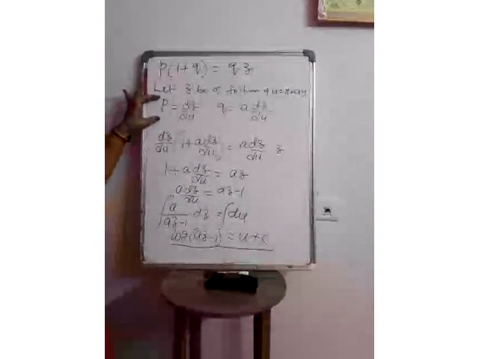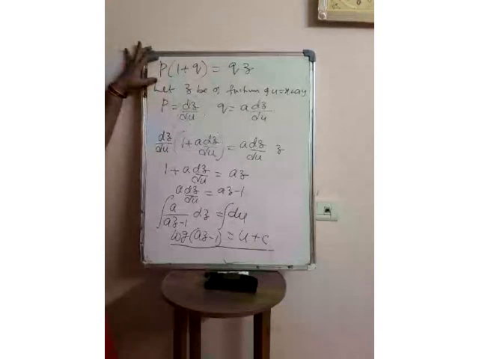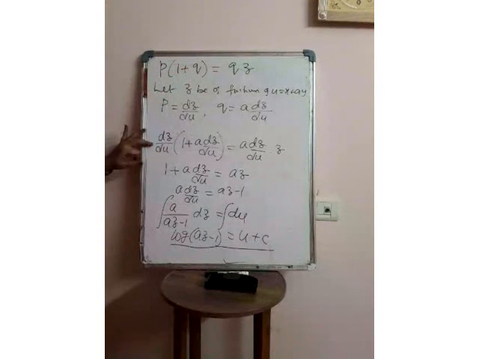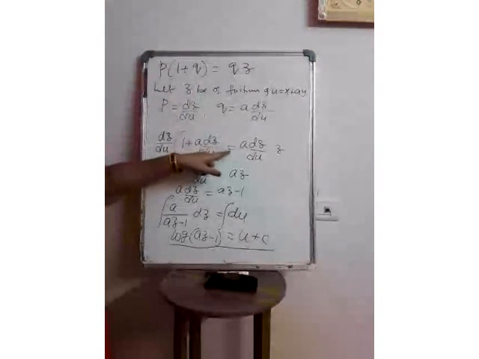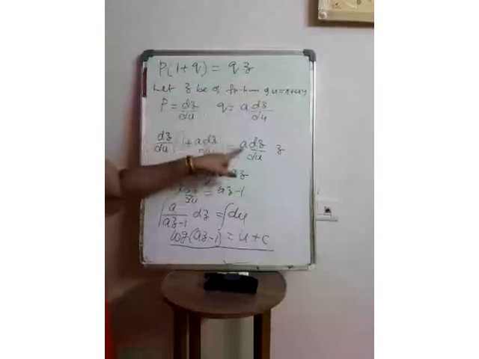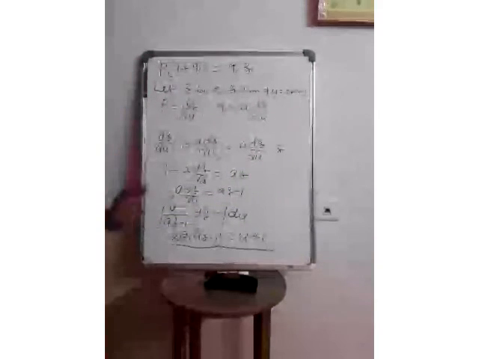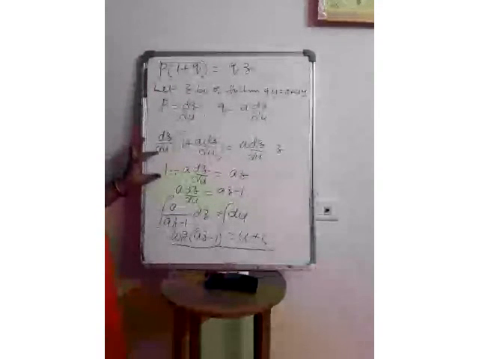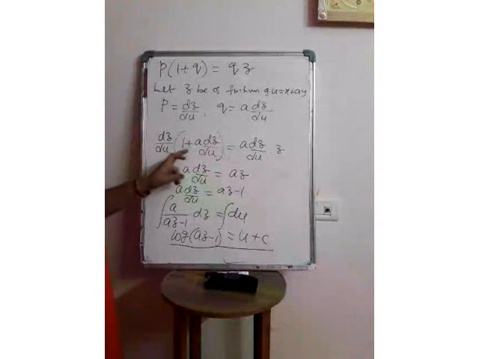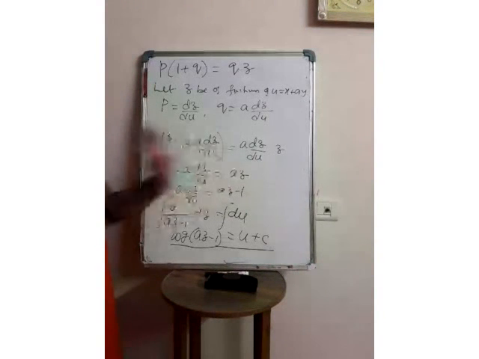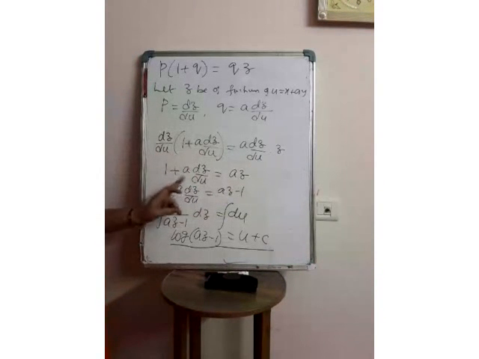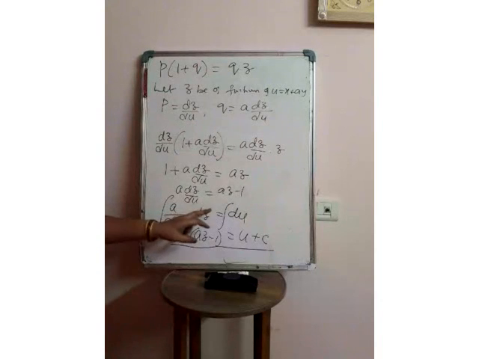We replace these values of P and Q in the given problem. P is dz by du into 1, plus Q is a dz by du, is equal to Q is a dz by du into z. Dz by du is common, so the remaining terms I am writing here: 1 plus a dz by du is equal to az. I have applied the variable separable form by writing a by (az minus 1) dz is equal to du.